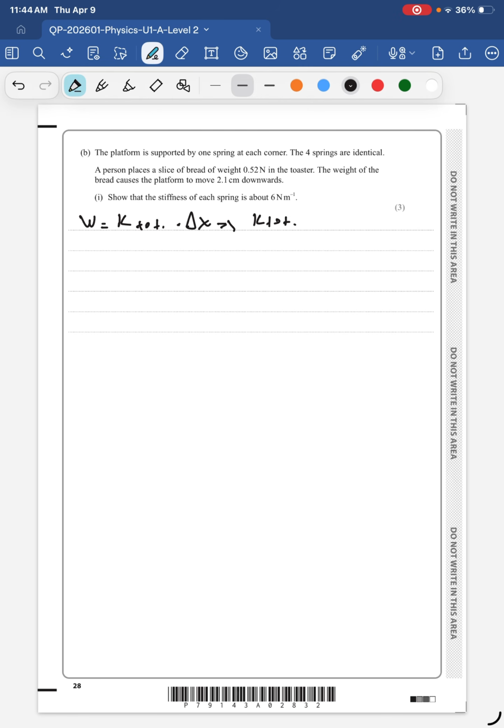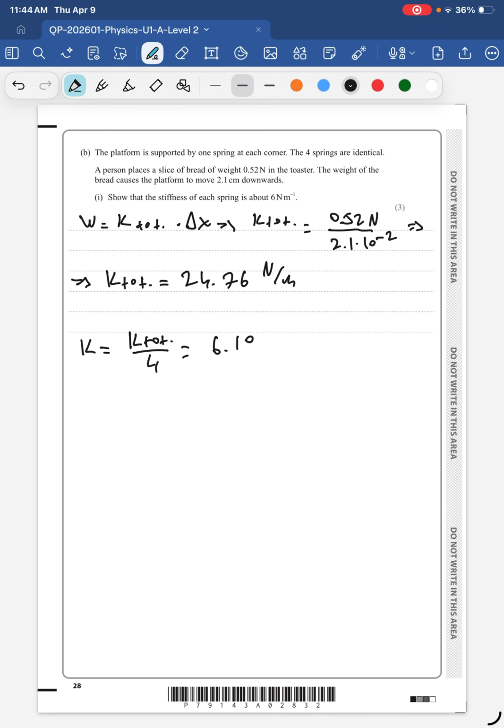So k total is 0.52 newtons over 2.1 times 10 to the negative 2. So the total spring constant is 24.76 newtons per meter, and this is for the 4 springs. So k for one spring is k total over 4, right? So if we divide, we find 6.19 newtons per meter, which is very close to 6 newtons per meter as required. As the problem states.